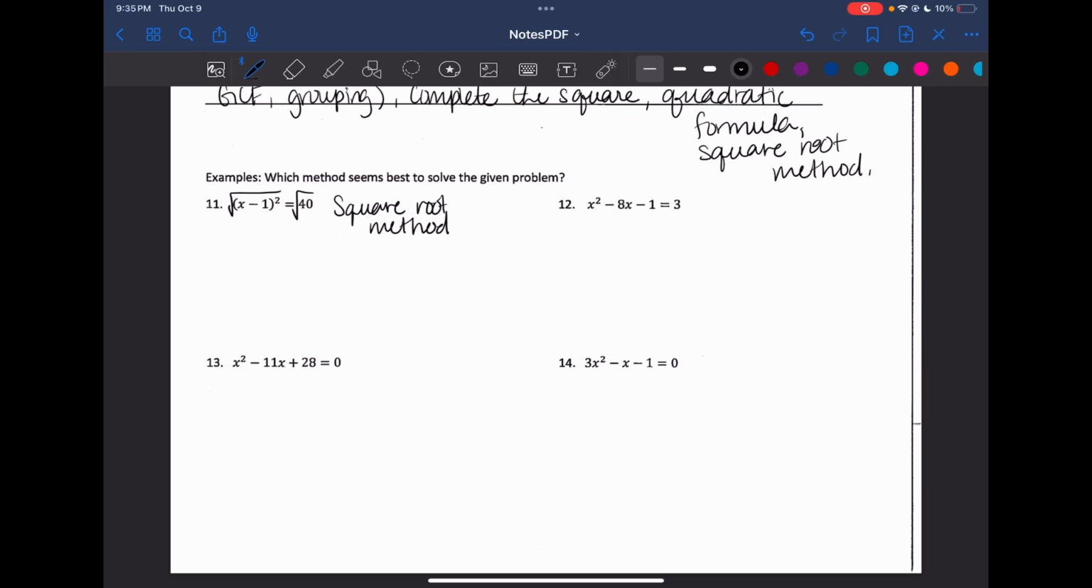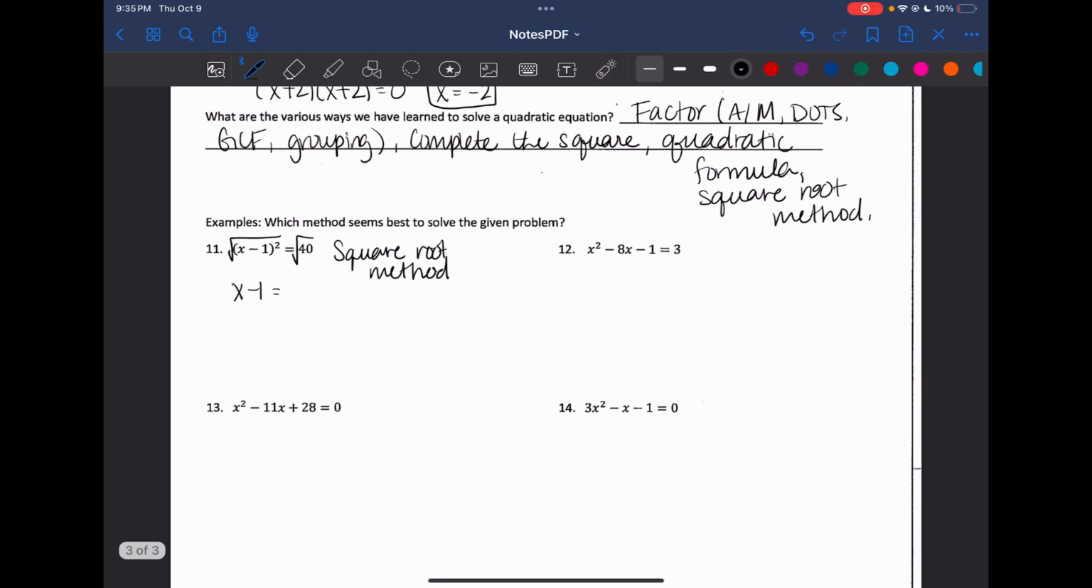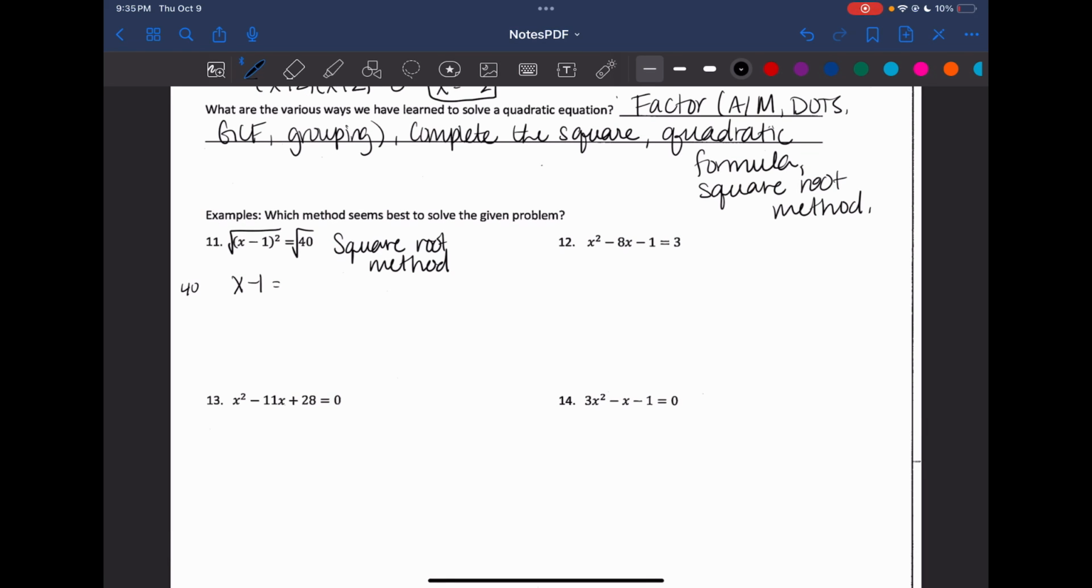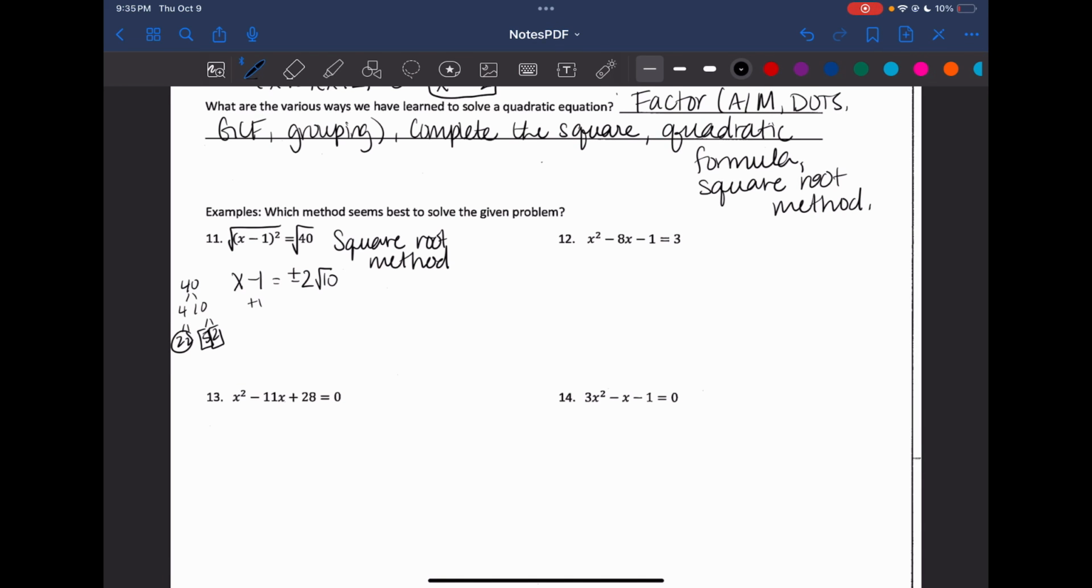When I take the square root of both sides, that allows me to cancel out that squared. So we have x minus 1 equals, well, 40 is not a perfect square, so I'm going to have to break that down off to the side. 4 and 10, 2 and 2, 5 and 2. Here's a pair. These two are not pairs, so plus or minus 2 radical 10. Then I only have one more step to solve for x. Add 1 to both sides, and I just put that in the front. So x equals 1 plus or minus 2 radical 10.